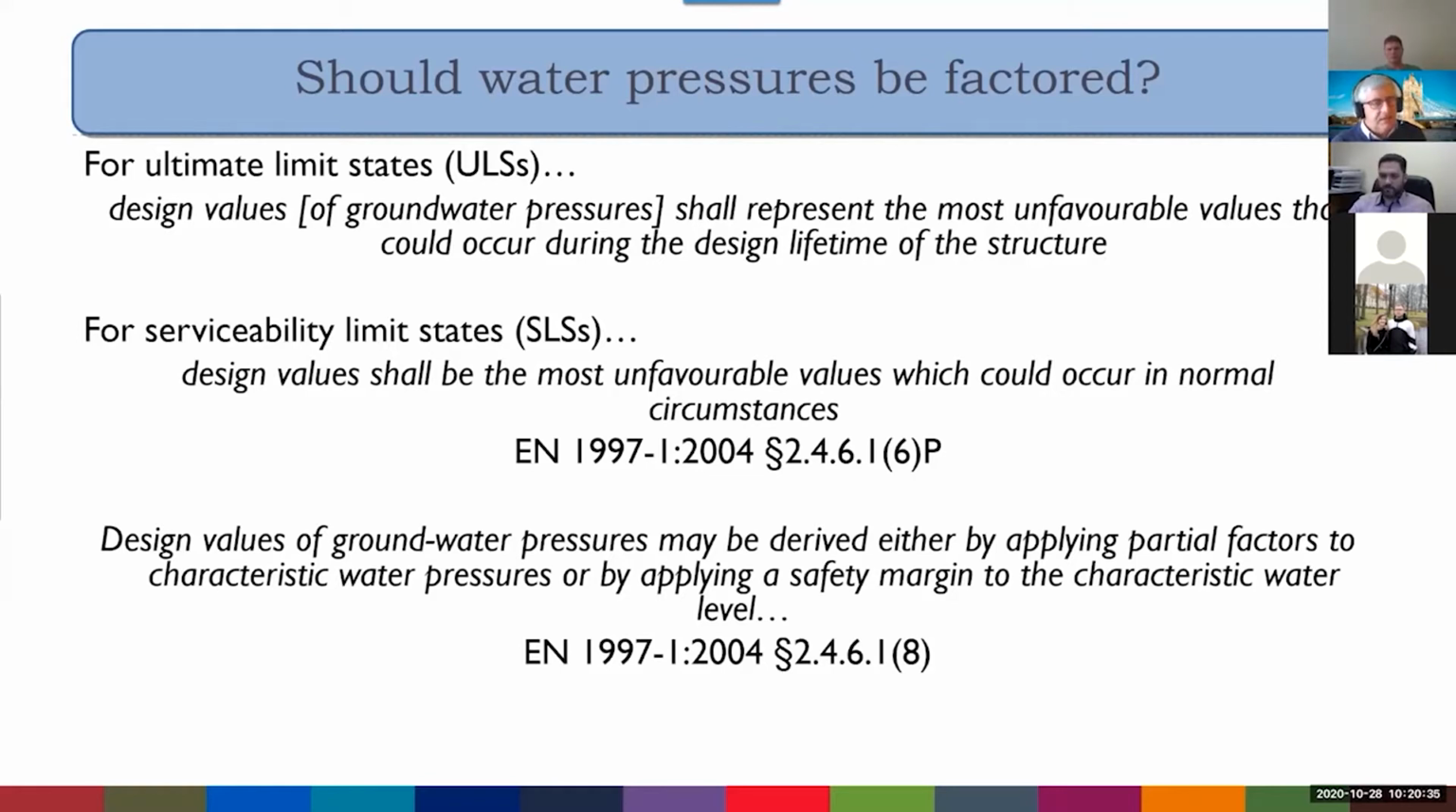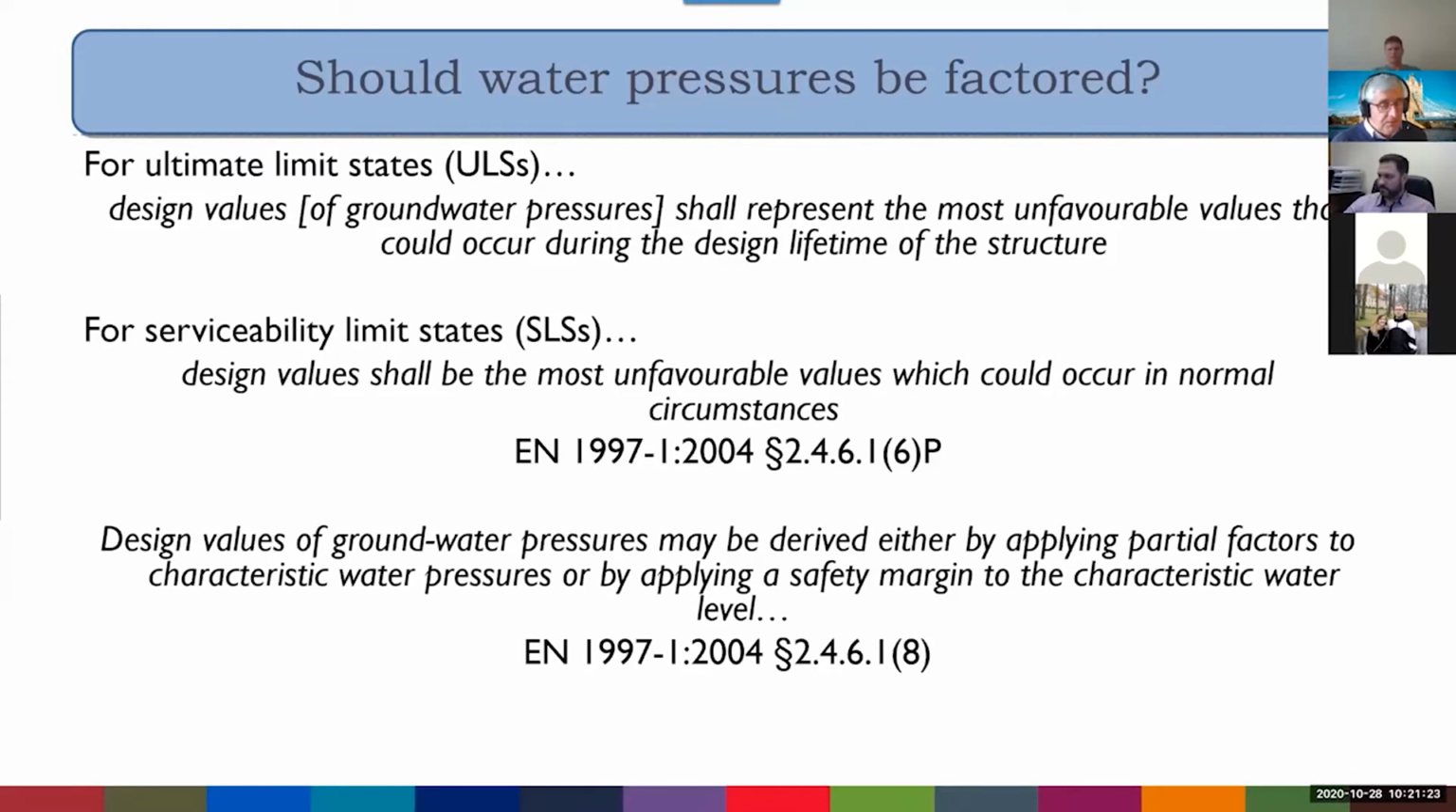So for ULS, the Eurocode requires you to work out your design water pressures as the most unfavorable values that could occur at any time during the design lifetime of the structure. So that could be 50 years, for example. For serviceability, you want the most unfavorable water values that could occur under normal circumstances. And the question here is, what do we mean by normal? If the water is fluctuating because you're next to a river, what is the normal water level? It's meaningless. You really need to talk about probabilities of occurrence and return periods for fluctuating water levels. And that's something that the new Eurocode will do, whereas the current Eurocode is unfortunately very silent about.